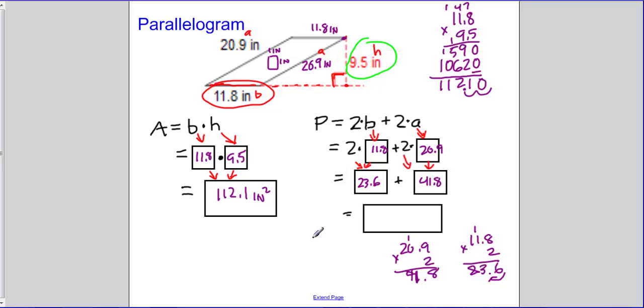Now I need to add these two together. Line my decimal points up. That's 14, carry a 1. 1, 1, and 3 is 5. 4 and 2 is 6. So that's 65.4 inches is the perimeter of the parallelogram.